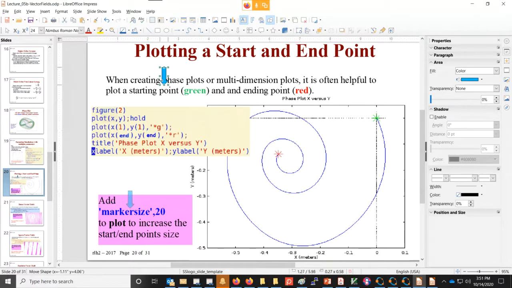All right. And then you can also use the marker size option to increase the size of those, because if you don't, they're there, but they may not be real huge. And so if you increase the marker size, you can make them a little more visible.